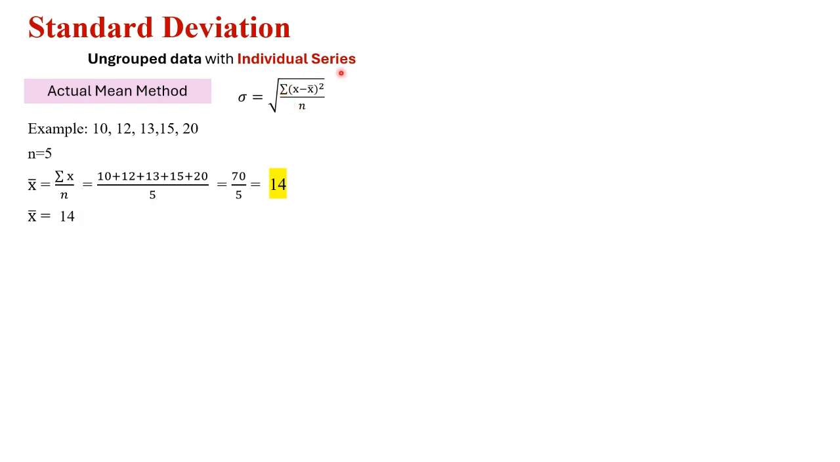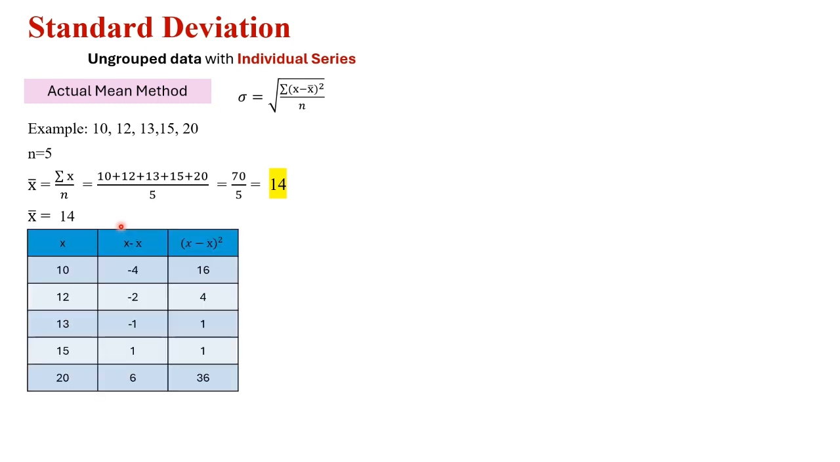To put the values in the equation we have to find x minus x bar. 10 minus 14 is minus 4, 12 minus 14 is minus 2, 13 minus 14 is minus 1, 15 minus 14 is 1, and 20 minus 14 is 6. Find (x minus x bar) whole square: minus 4 gives 16, minus 2 gives 4, minus 1 gives 1, 1 gives 1, 6 gives 36. Total of this, sigma (x minus x bar) whole square, is 58.